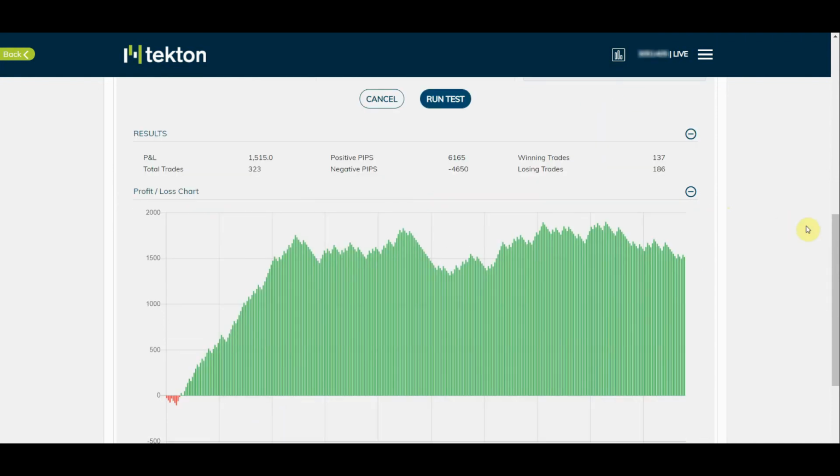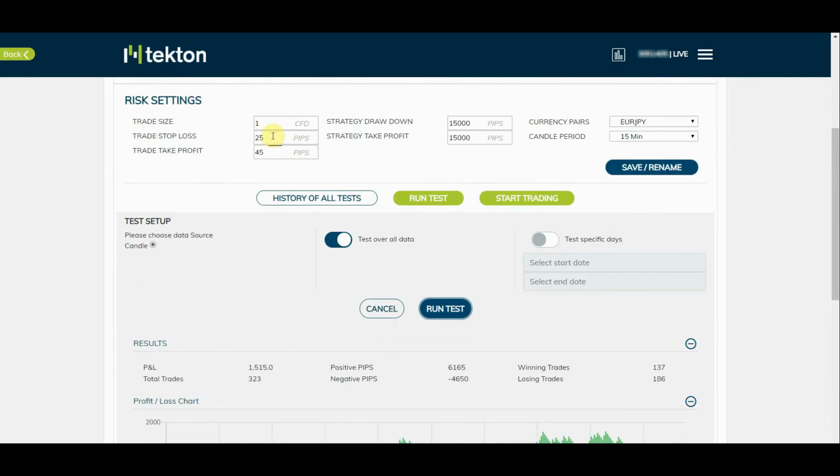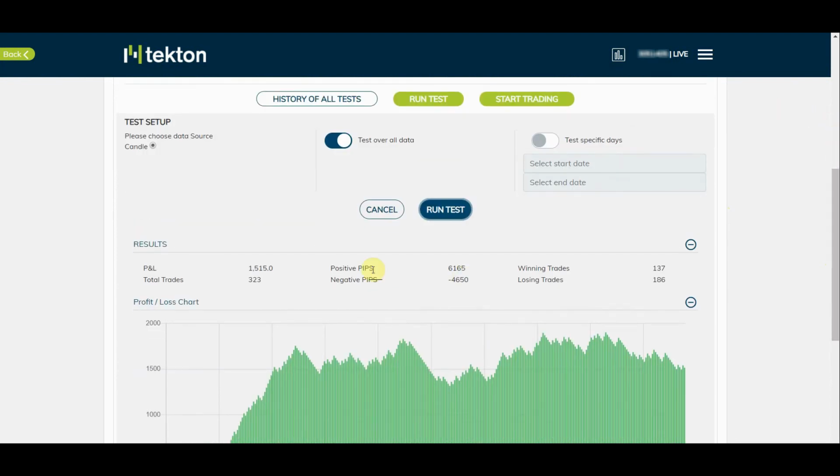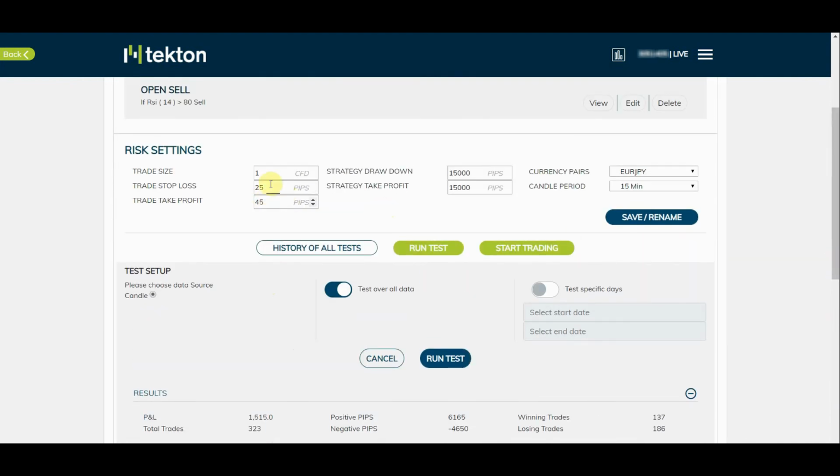Okay, so we've completed the test at the slightly higher than 1-to-1 reward to risk, as you can see. And we had an overall total number of trades of 323 and 137 winning trades and 186 losing trades. So we had more losing trades than winners. We did get a positive result overall, purely and simply because of the fact that the winning trades were higher in numerical or monetary terms than the losing trades, only by 1.5 or so, not quite double.